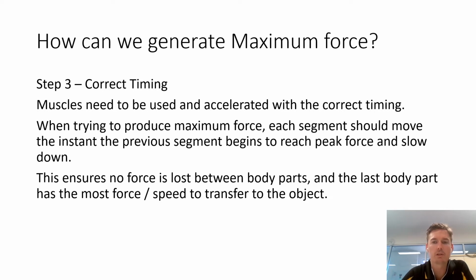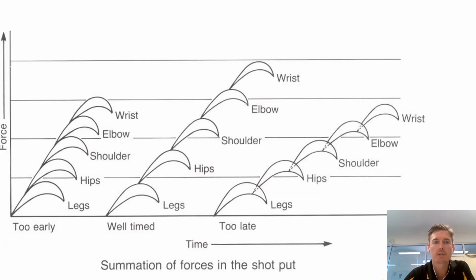Well, step 3 is using correct timing. So muscles need to be used and accelerated with the correct timing. When trying to produce maximum force, each segment should move the instant the previous segment begins to reach peak force and slow down. This ensures no force is lost between body parts and the last body part has the most force and speed to transfer into the object. So this is a really good visual representation of that.